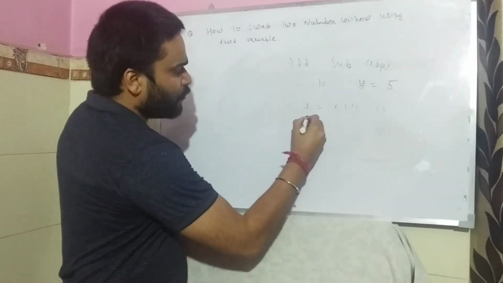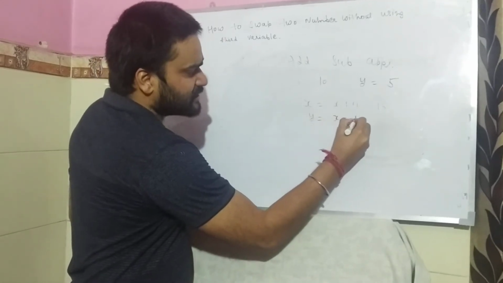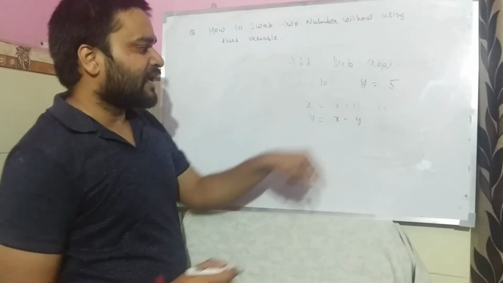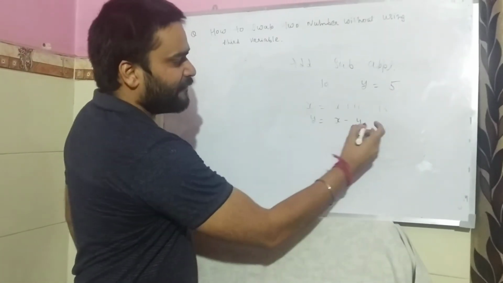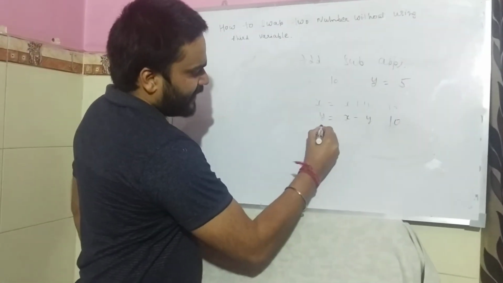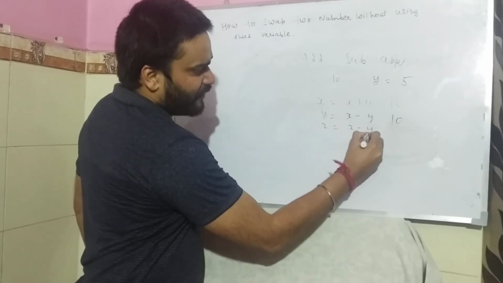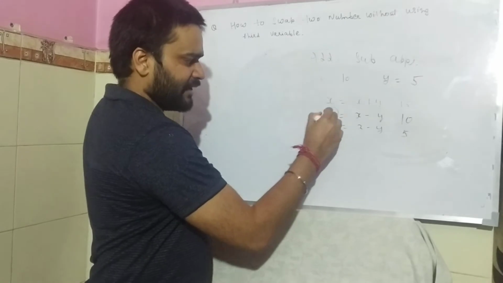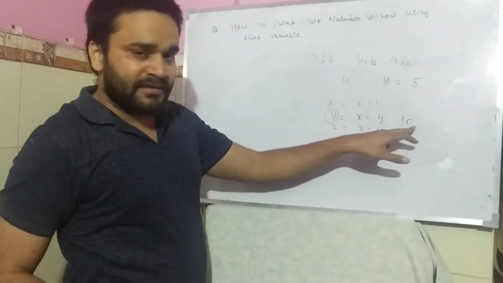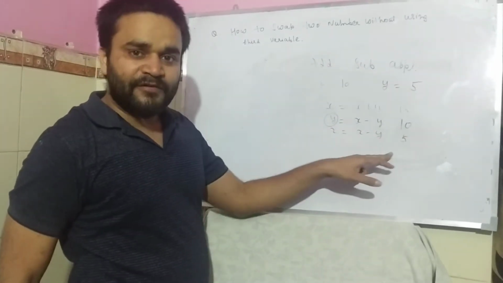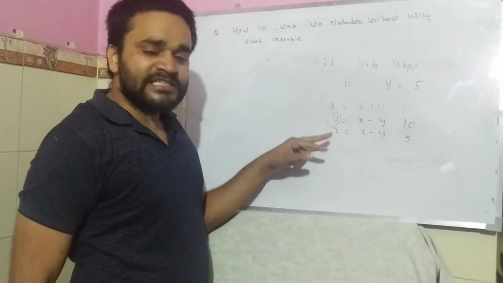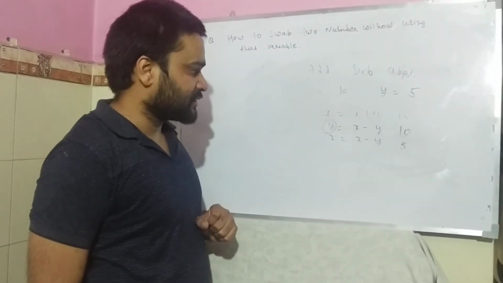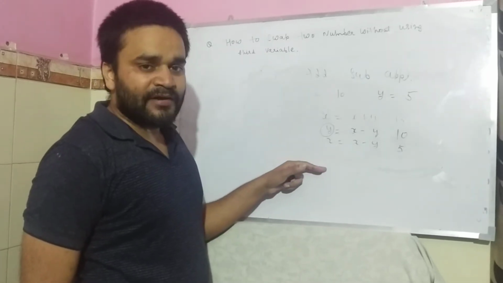Now y equal to x minus y. Here my x is 15, 15 minus y, that is 5, means y will become 10. Then x equal to x minus y, that will be 5. So if you can see, in my y we have 10 and in x we have 5. So we can easily swap with the help of plus or minus, additions and subtractions.